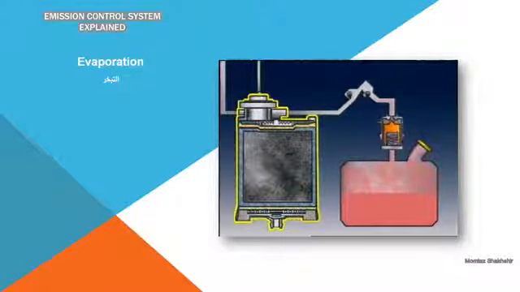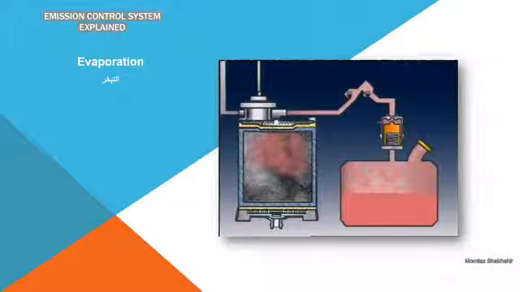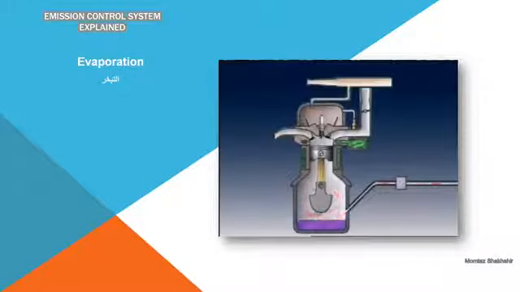A storage device is used to store the fuel vapors. The fuel tank breathes through this storage device. Some vehicles use the engine crankcase. When the temperature of the fuel in the tank increases, fuel vapors are forced along the vent line past a liquid check valve and into the crankcase.